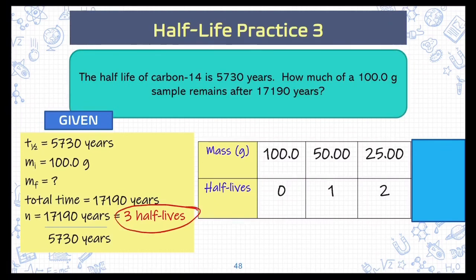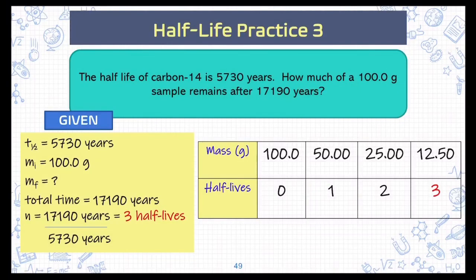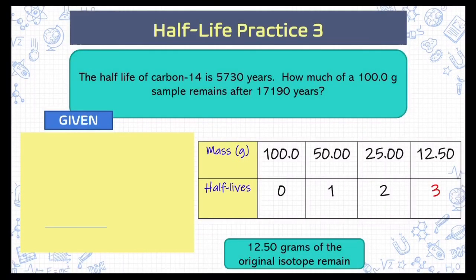Right now, we've experienced 2 half-lives. We're going to move on to the third, and that's our stopping point as calculated in our given value section here. So after the third half-life, we have half as much left. 25 divided by 2 is 12.50. That represents the amount of the original isotope that remains after 3 half-lives, or after 17,190 years.